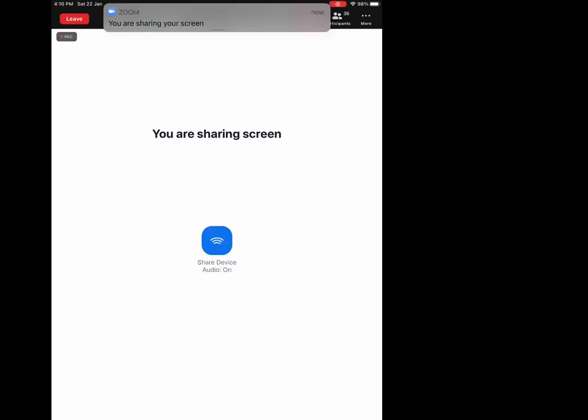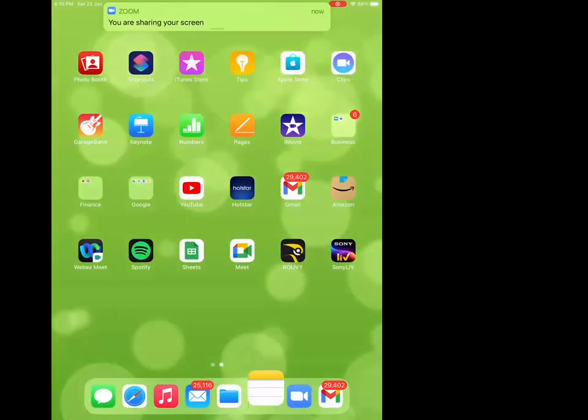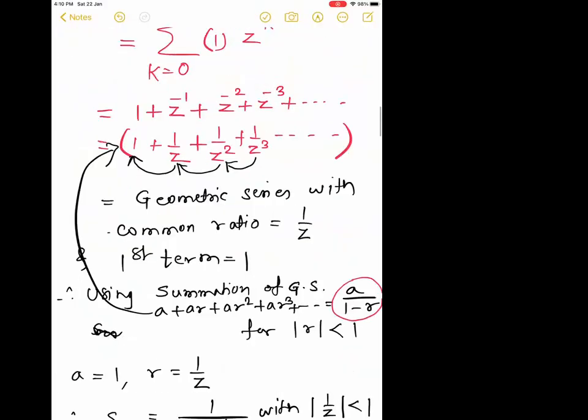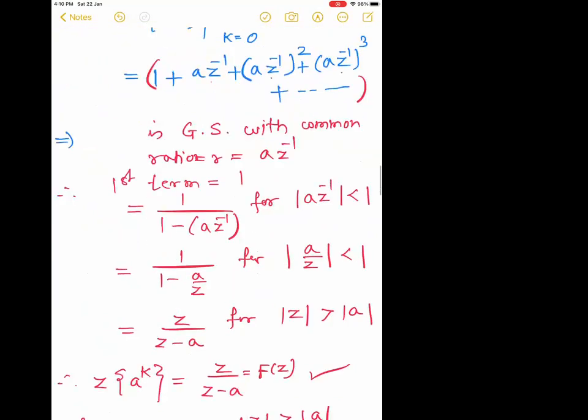Ma'am, if k becomes 0, then the entire equation doesn't become 0. Which one?